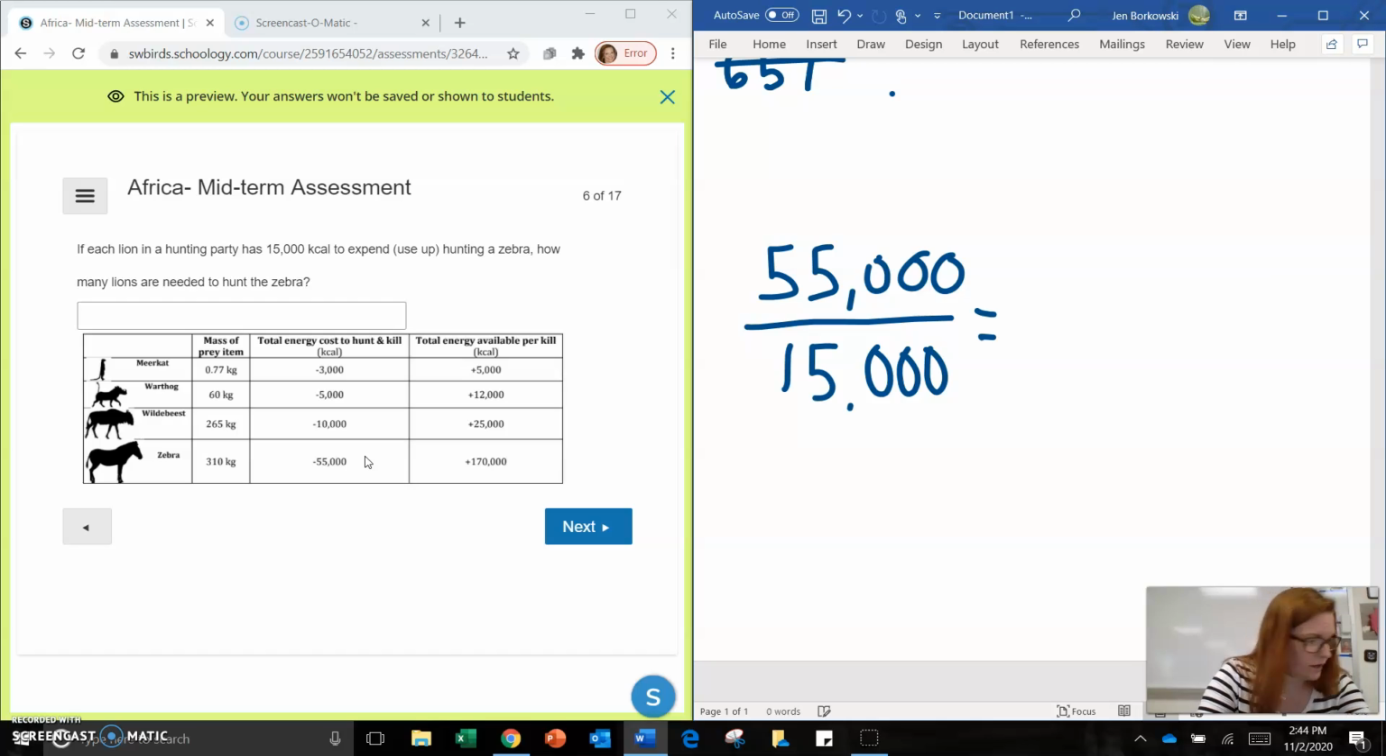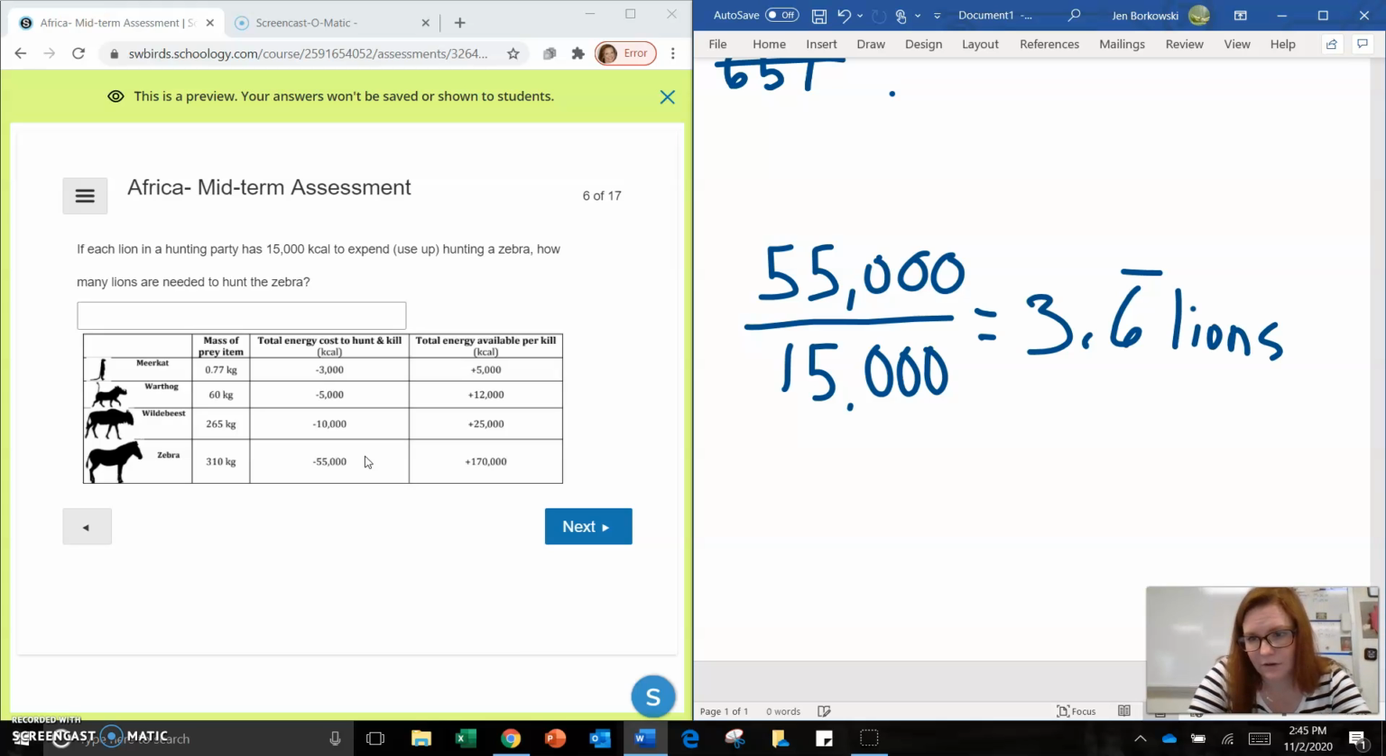When I do that, I get 3.6 repeating. However, I can't hunt with 0.6 lions. I mean, you just don't see like the back half of a lion running around. So 3 lions isn't enough. So my answer needs to be 4 lions.